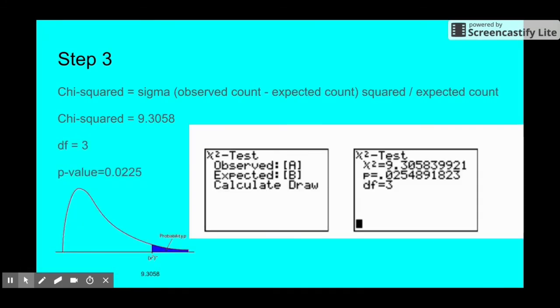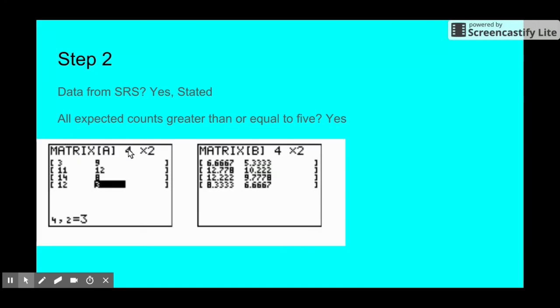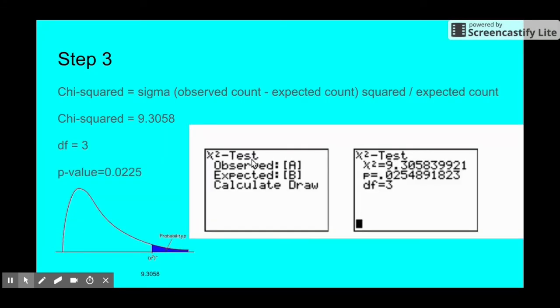Step 3 is about calculations. The chi-square formula is always the same, and in this one we can just use the chi-square test since we have observed and expected values from matrix A and B, so we just plug them in and use the chi-square test. It will give us the chi-square result and p-value, also the degrees of freedom.